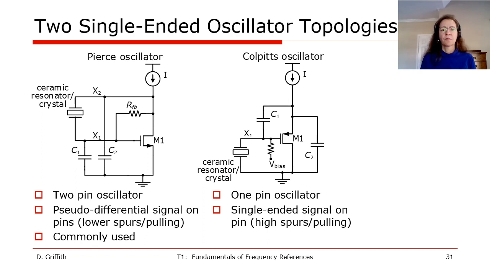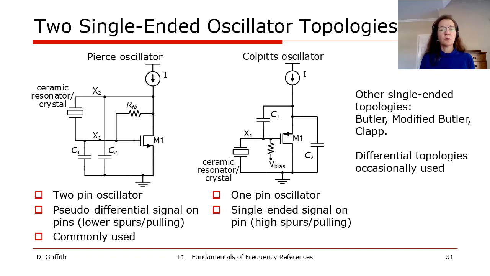On the right is a Colpitts oscillator, which is also commonly used because it has the advantage of only needing one pin to connect the ceramic resonator or the crystal. The other terminal of the resonator is connected to the ground. Here the transistor needs a bias voltage and a bias current, and again, two capacitors are required to match to the resonator. Other topologies also exist, including Butler, modified Butler, Clapp, and even differential structures, all of which are occasionally used.